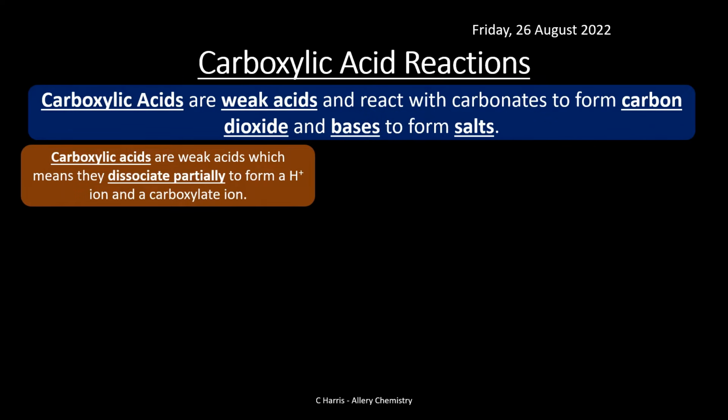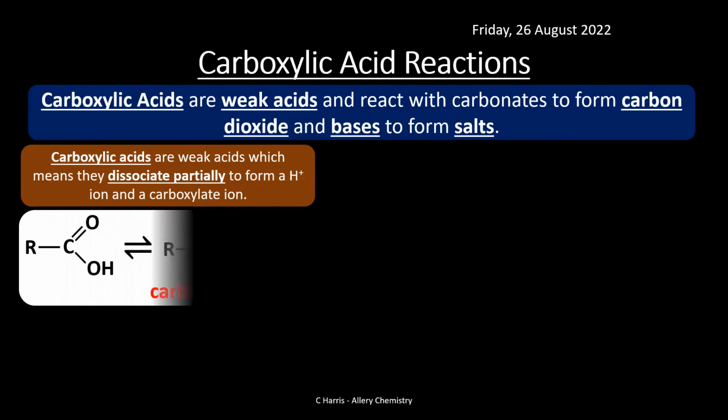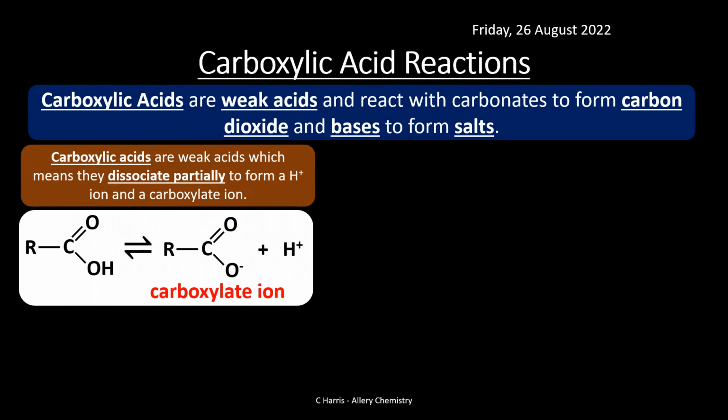Now, carboxylic acids are weak acids. What that means is they dissociate partly. So they form some H plus ions and a carboxylate ion. When we looked at equilibrium in a previous topic, you'll notice that strong acids dissociate fully and you produce loads of H plus ions. Carboxylic acids are an example of a weak acid, and the equilibrium lies towards the left rather than producing loads of H plus ions.